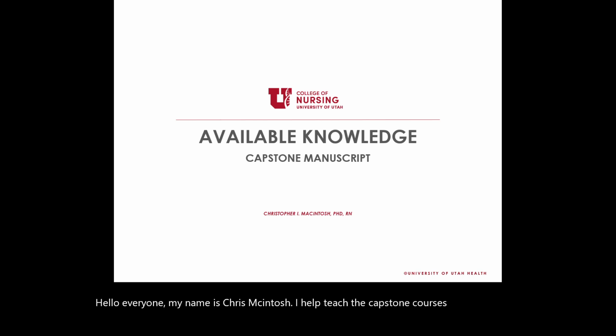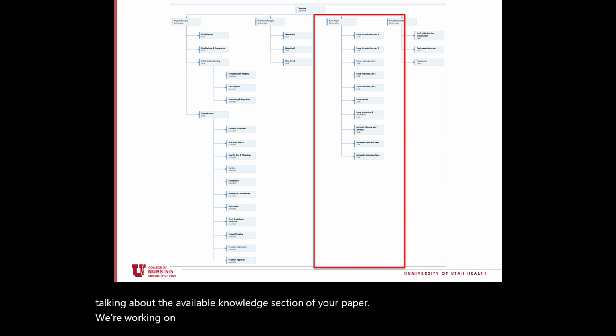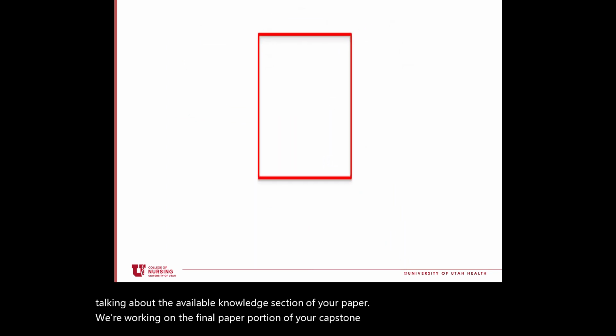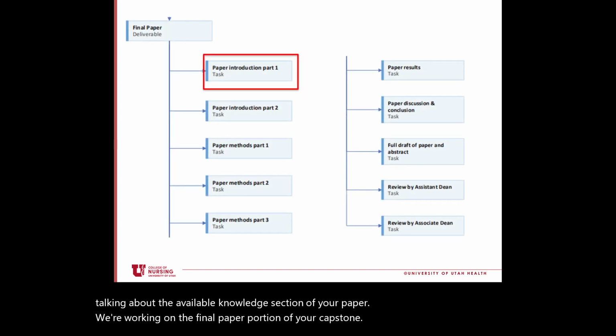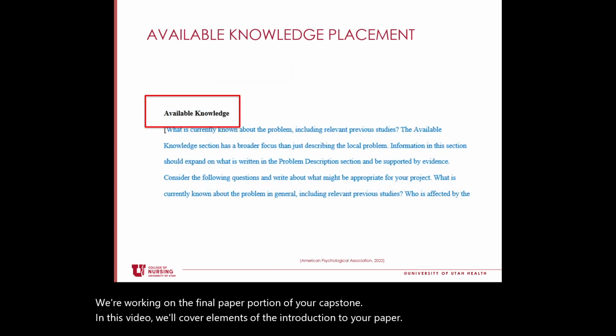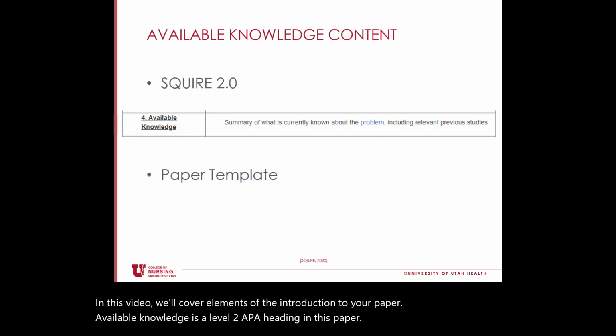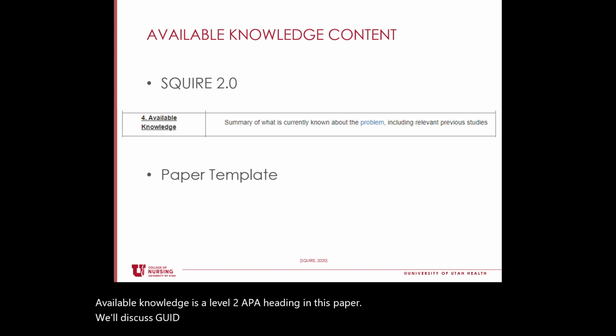Today we're talking about the available knowledge section of your paper. We're working on the final paper portion of your capstone. In this video, we'll cover elements of the introduction to your paper. Available knowledge is a level 2 APA heading in this paper. We'll discuss guidance about how to write this section in the Squire guidelines and in the paper template.